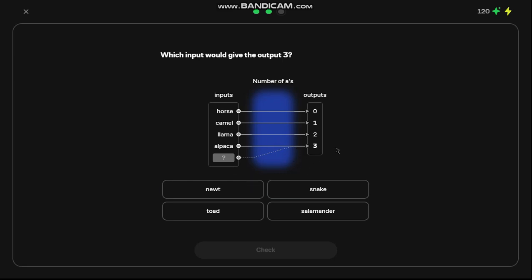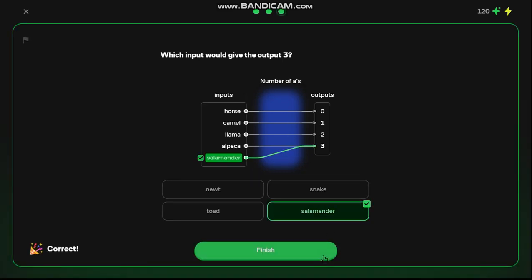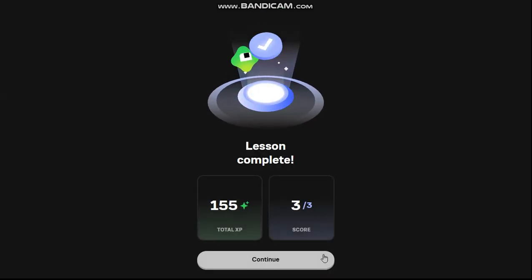3 A, I mean. Next I have snake. It has 1 A, but that's not the correct answer. Next I have toad. Also 1 A, but also not the correct answer. So salamander is correct. Salamander has 3 A. It must be correct, and it's the last answer.